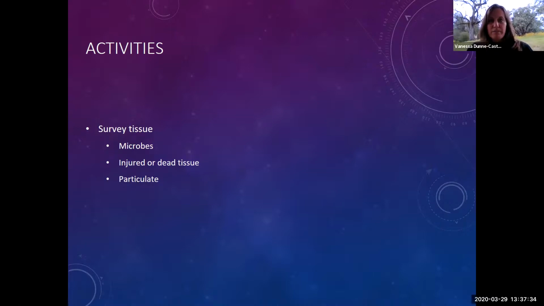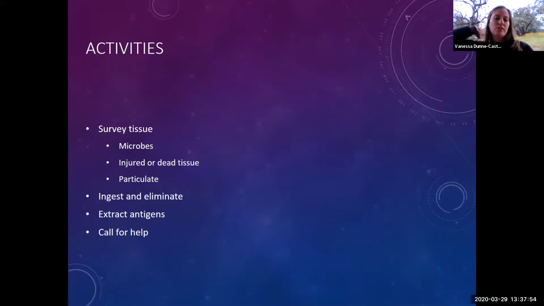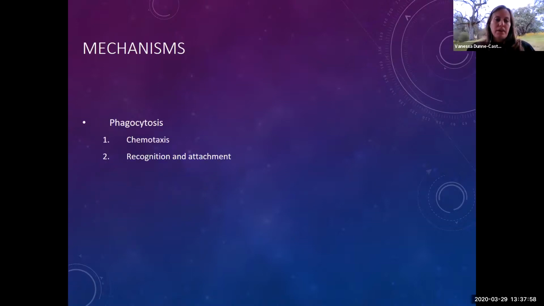Particulate matter, this is pollen or pollutants that come in through your diet or through the air, and your phagocytes, if the stuff is not trapped in your mucus, then your phagocytes can find these things also and get rid of them. And so they ingest them, they eliminate them. Some can extract antigens, but I would say not all phagocytes do this, and then they call for help. This is the process here.